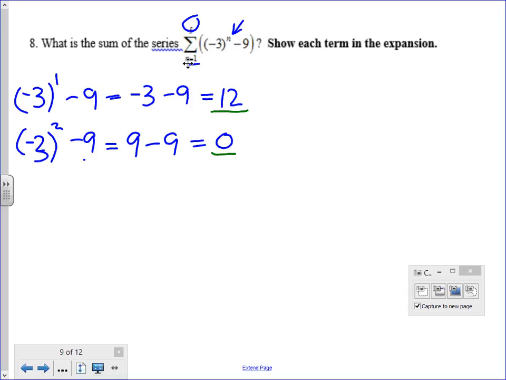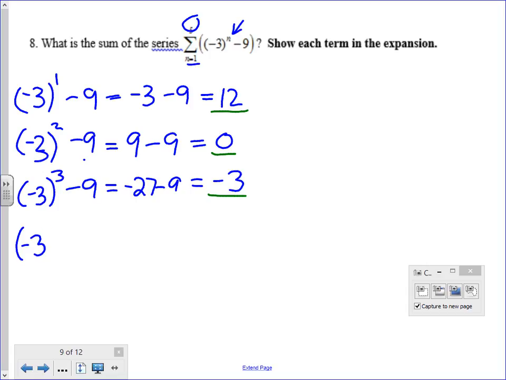Third, I put 3 in for n. So I have -3 to the third minus 9. Well, -3 cubed is -27 minus 9. And that is -36. That is the third term in our expansion. We're going to do the same thing with 4 and the same thing with 5. So go to 4, -3 to the fourth minus 9. Well, -3 to the fourth is 81. Minus 9 is 72. That's the fourth term.